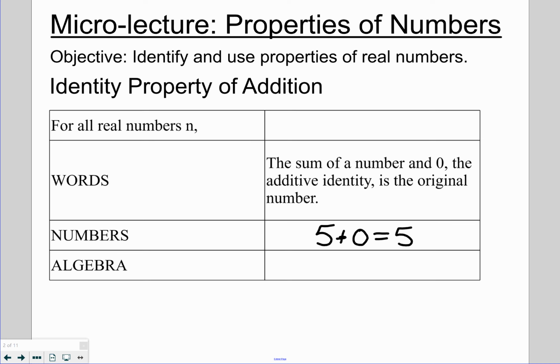Now let's do it algebraically. Let's use C for Camilla. C plus 0 is C. Any questions on the identity property of addition? You need to be able to see this and write that.